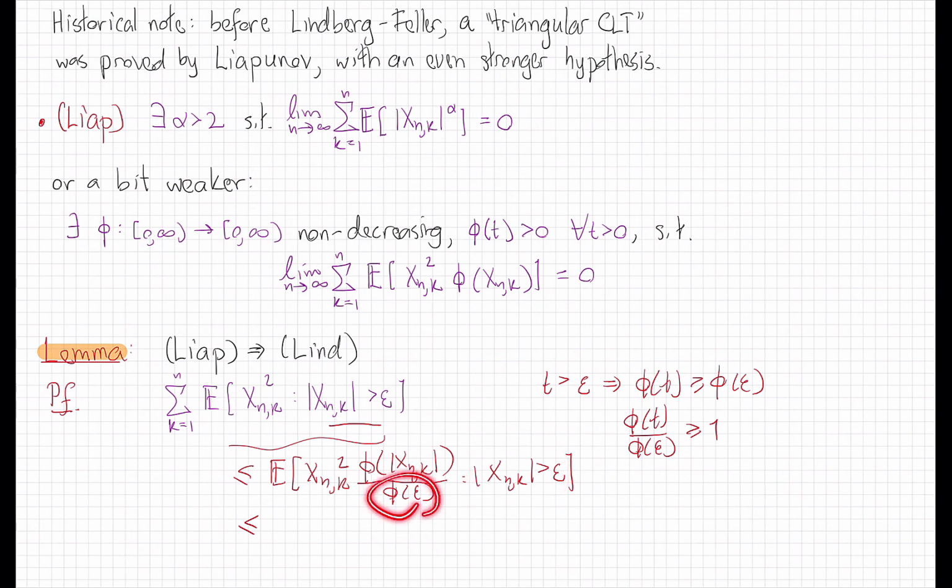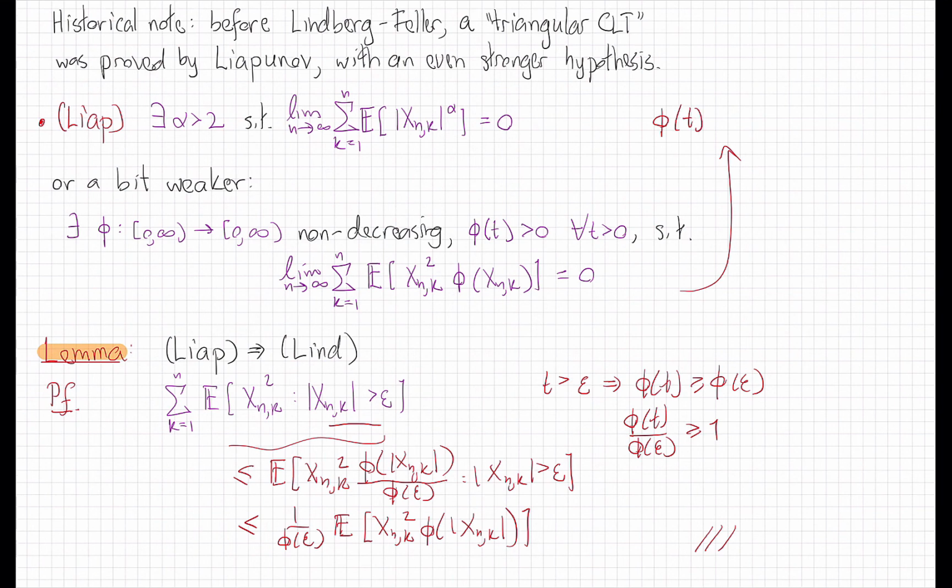We can then take this phi of epsilon out front and get this bounded by this. And so now, taking the sum over k along each row, the Liapunov condition is the statement that this tends to 0, and therefore this sum tends to 0 for every epsilon, which is the Lindeberg condition. Notice that Liapunov's original condition with a power bigger than 2 is just the special case of this, where the non-decreasing function phi is phi of t equals t to the alpha minus 2. Hence, the Liapunov central limit theorem is a special case of the Lindeberg-Feller central limit theorem, which is our next goal to prove.